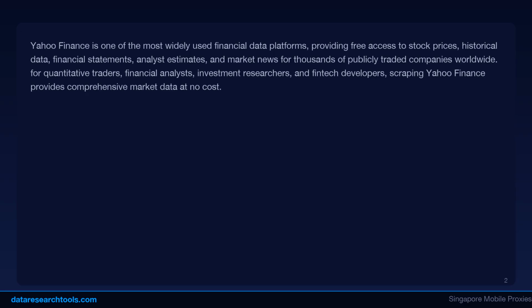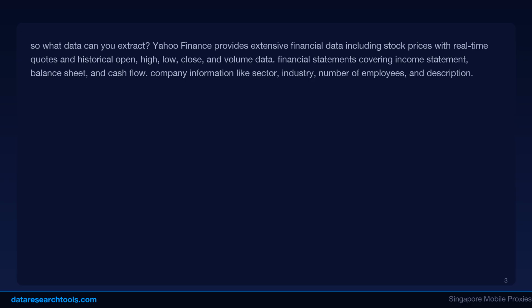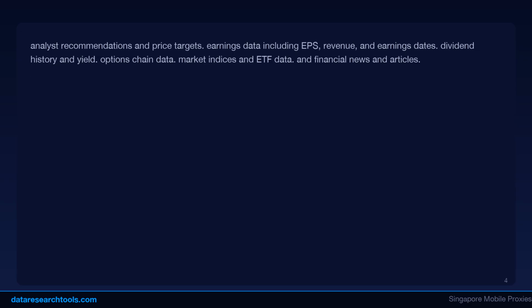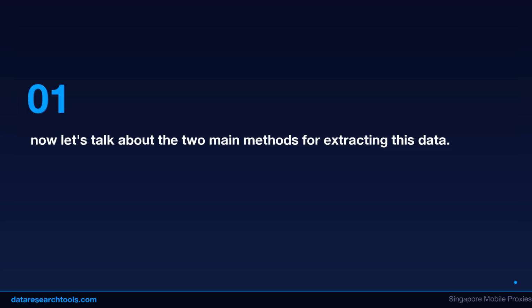So what data can you extract? Yahoo Finance provides extensive financial data, including stock prices with real-time quotes and historical open, high, low, close, and volume data, financial statements covering income statement, balance sheet, and cash flow, company information like sector, industry, number of employees, and description, analyst recommendations and price targets, earnings data including EPS, revenue, and earnings dates, dividend history and yield, options chain data, market indices and ETF data, and financial news and articles.